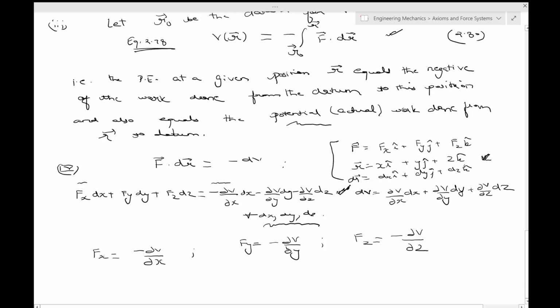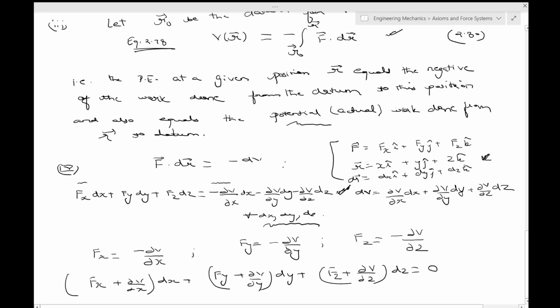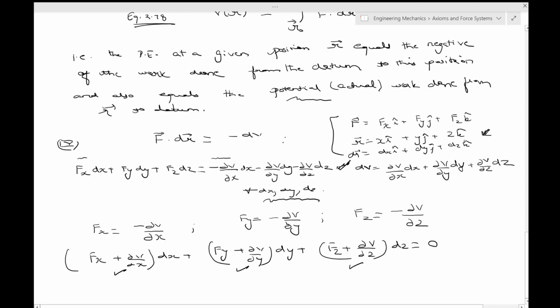Or in other words, (Fx plus dou V by dou x) into dx plus (Fy plus dou V by dou y) into dy plus (Fz plus dou V by dou z) into dz is equal to 0. So if this is 0 for all values of dx, dy, dz, the only possibility is that all three brackets are also individually 0. So that's the reason we are able to write it like that.